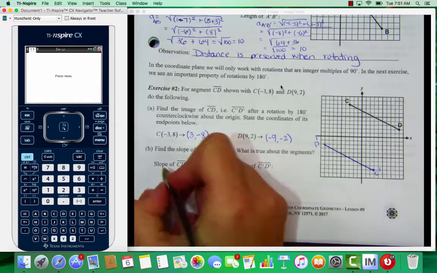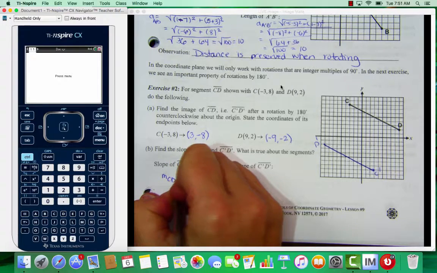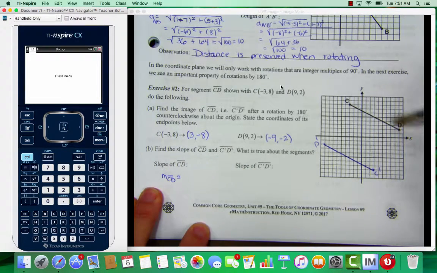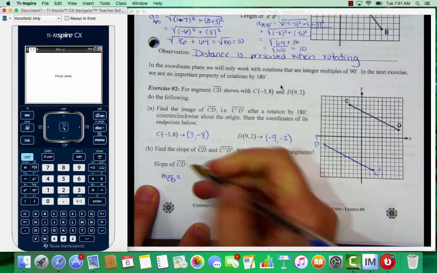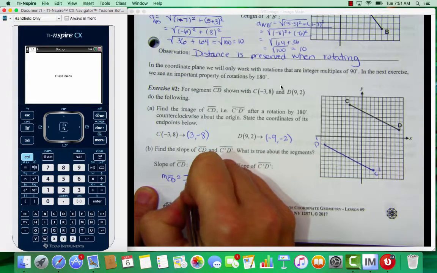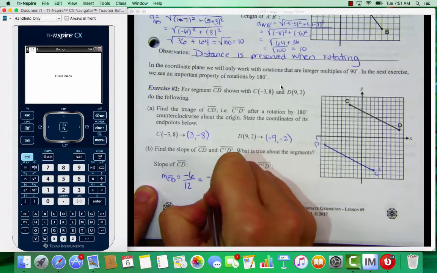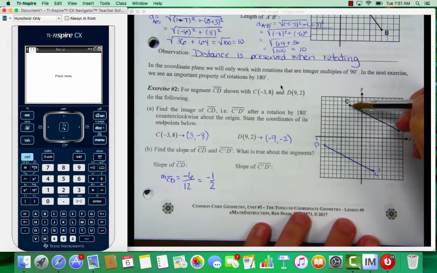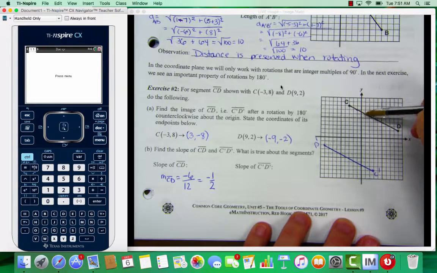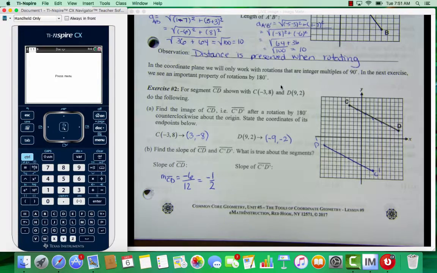And now what I'm going to do is find the slope of CD, the segment that goes from C to D. So to go from this point to that point, I'm going to rise down 6, and then I'm going to run over 12. So I'm going to rise down 6 and over 12, which reduces down to a -1/2. So I should be able to go down 1 over 2, down 1 over 2, down 1 over 2, and every time I do that I should hit a point on my line, which I do.